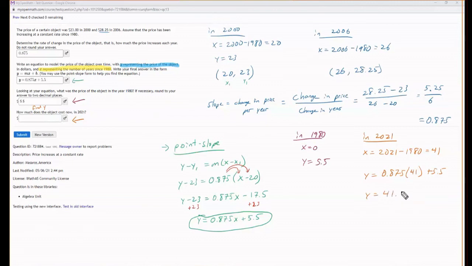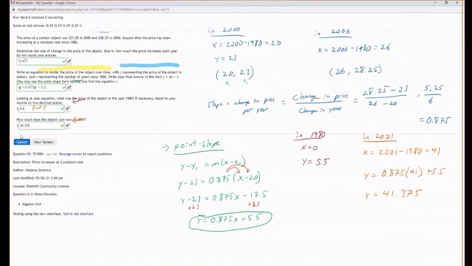Okay. And I get 41.375. All right, now I'm just going to check this real quick. I think that on this one it didn't say to round, so it'll take the 0.375. If you round to the nearest cent, it's still okay. So whether you round or not, I think for this one it'll just say, all right, that's fine.